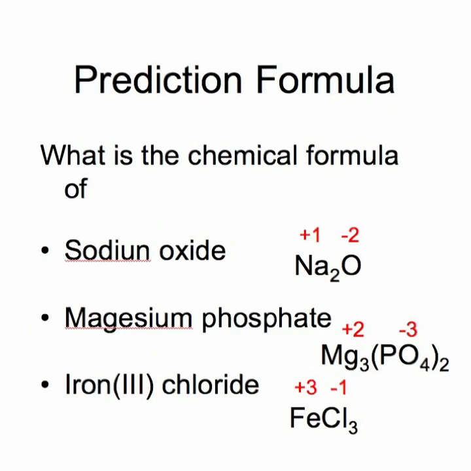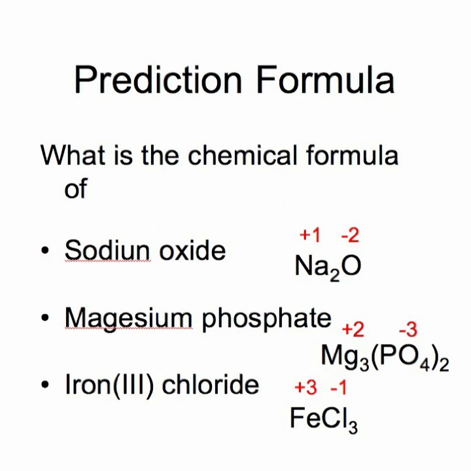So how do we go from the name of a compound to a chemical formula? The name, sodium oxide. We know sodium has a +1 oxidation number, oxygen a -2 oxidation number. Therefore, to have a neutral molecule, we would have to have 2 sodium ions for every oxygen ion. So Na2O would be the proper formula for sodium oxide.